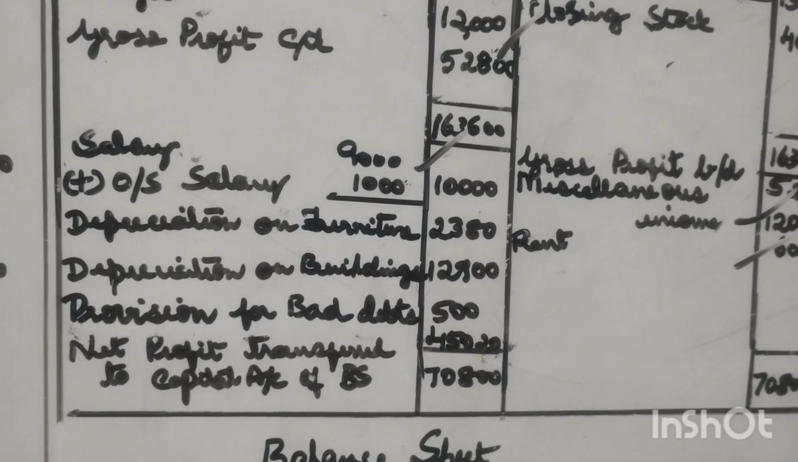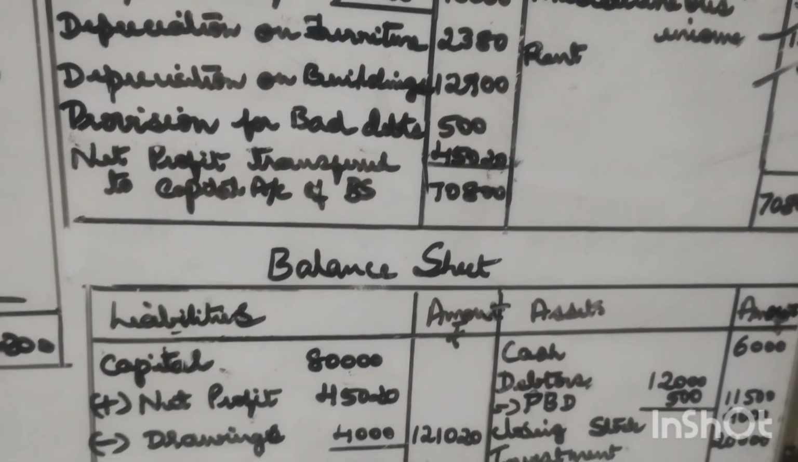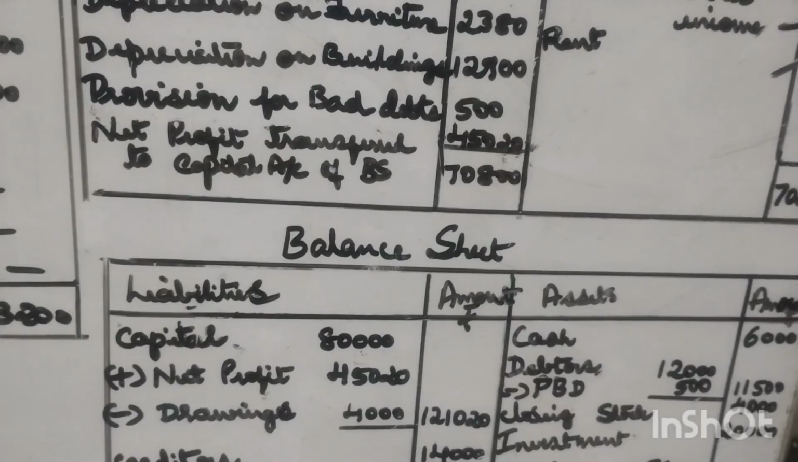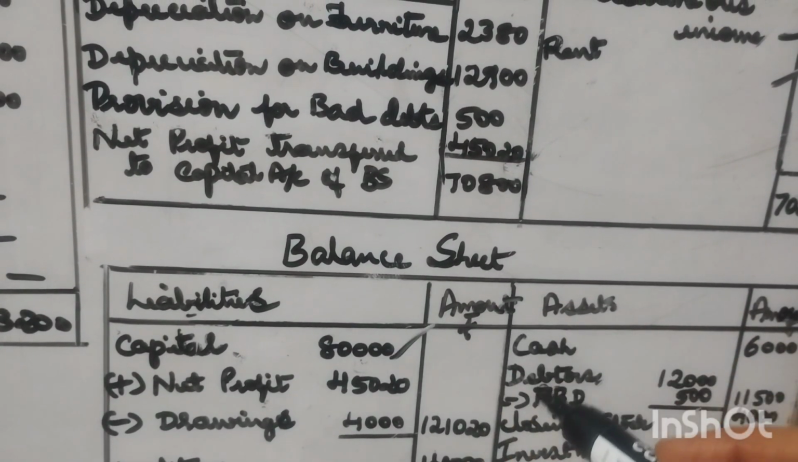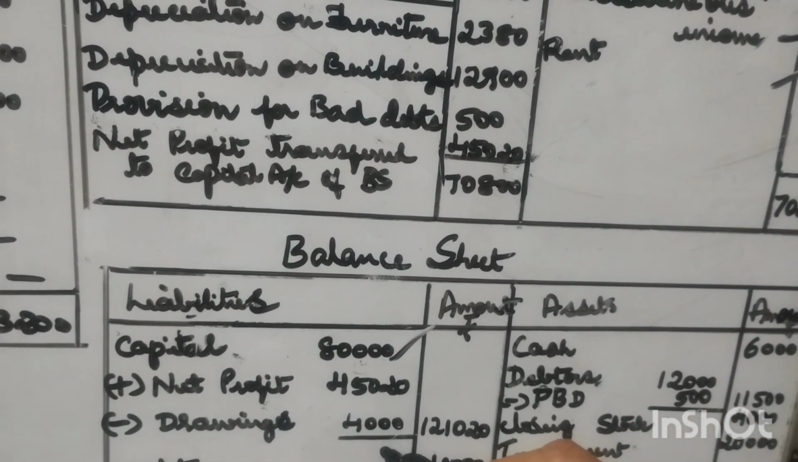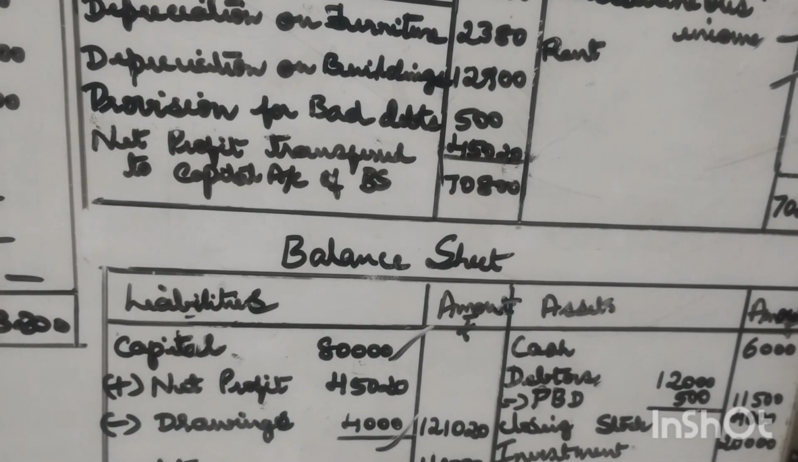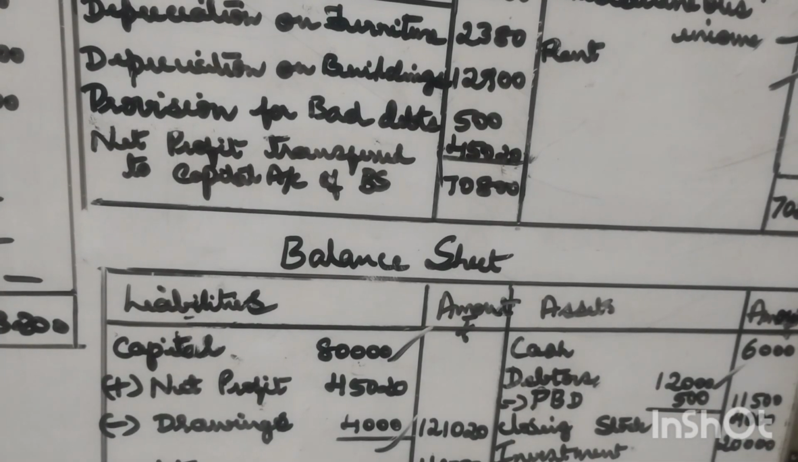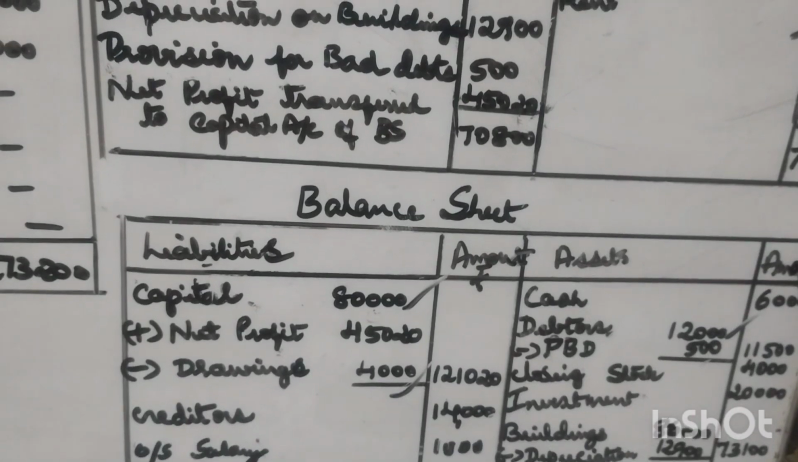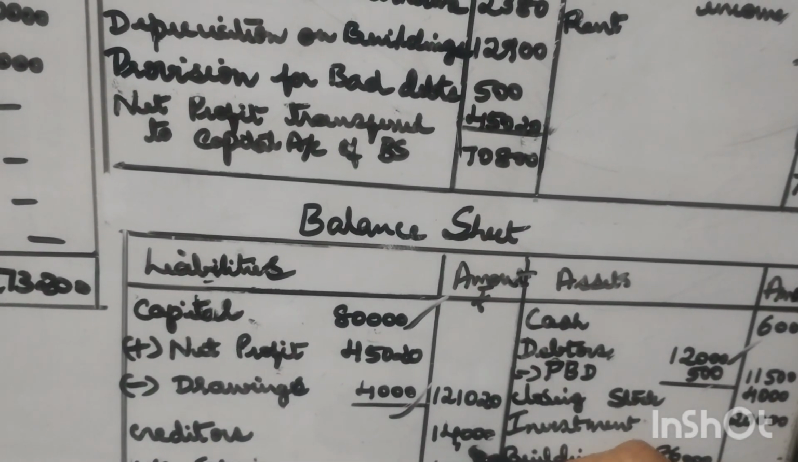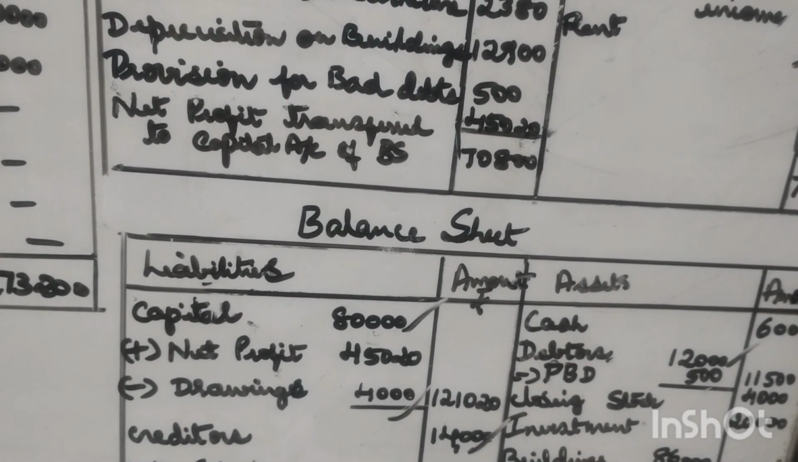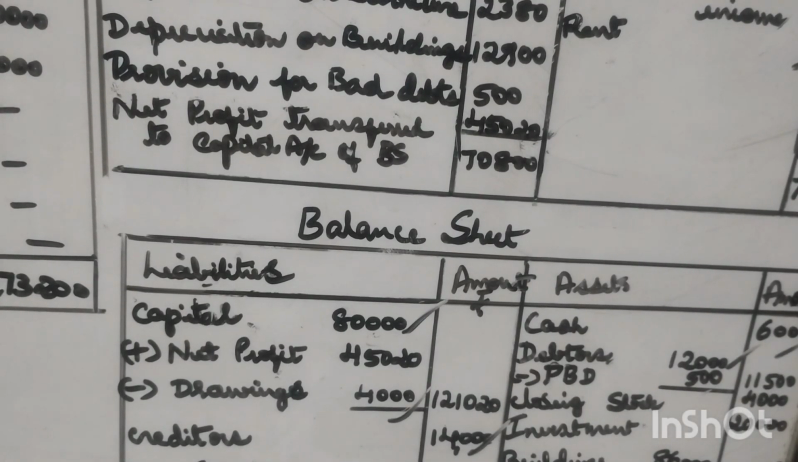Next, drawings and capital. Drawings and capital appear in the balance sheet. To the capital amount, net profit has to be added, and drawings have to be deducted. Next, debtors and creditors. Debtors are an asset, creditors are a liability. Next, cash, that is a current asset, balance sheet.